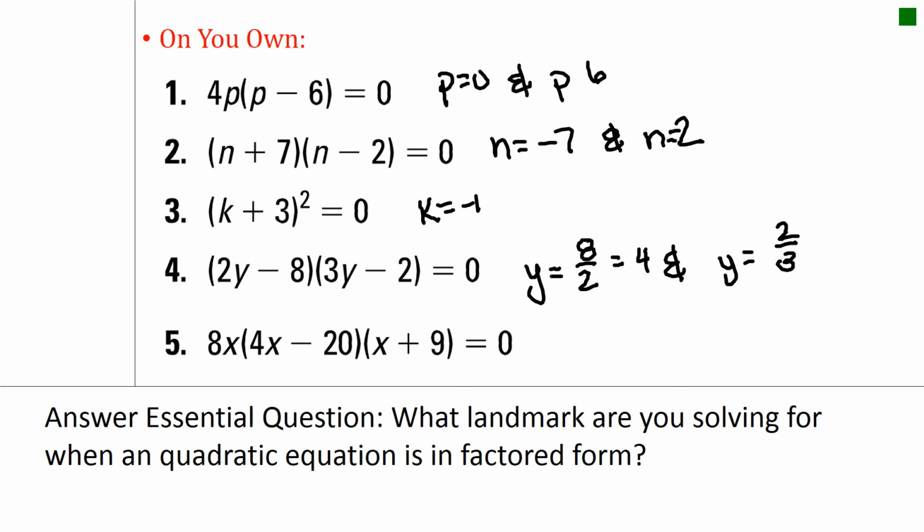All right, 5. This one has 3 roots. This one is not a quadratic, but that's okay. We'll go over and we'll find the 3 different roots. So it crosses the x-axis 3 different times. The first one is x equals 0. The second one is x equals 20 divided by 4, which is 5. That's that one. And the last one is x equals negative 9.